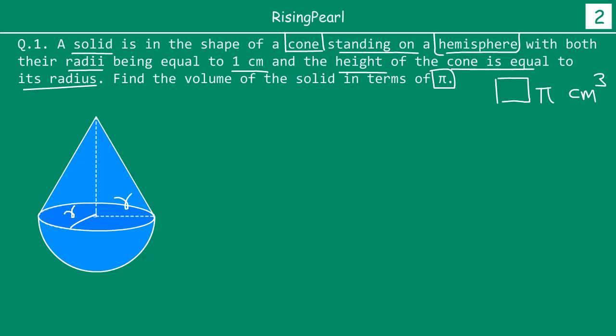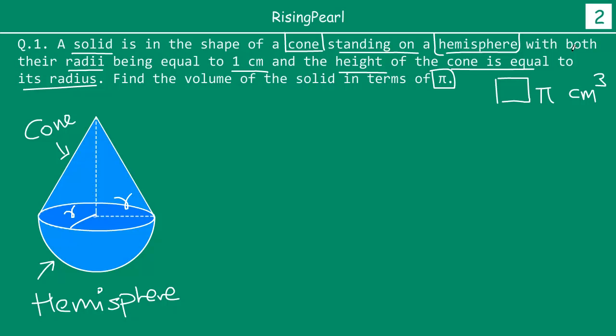So it is very important, friends, that you must be able to draw this solid in your mind very clearly. If you're not able to draw this solid, then you will have a really hard time solving this question. Again, let's just quickly recap. A solid is in the shape of, and the description begins from here, cone standing on hemisphere. So cone on the top. So we have a cone at the top. This is the cone, and we have a hemisphere which is at the bottom. So our solid actually has a cone at the top and hemisphere at the bottom.